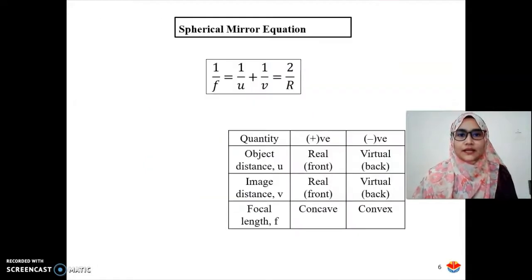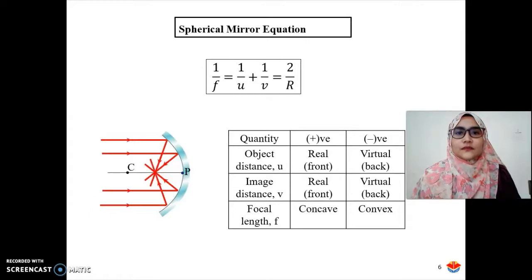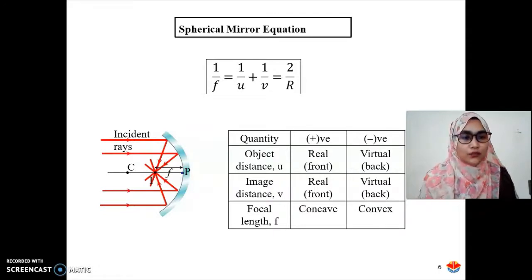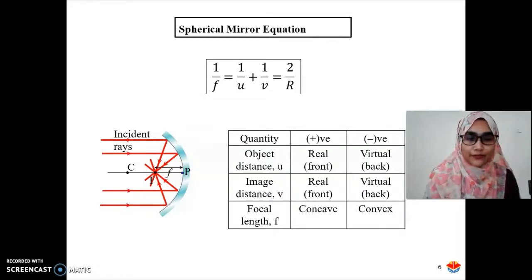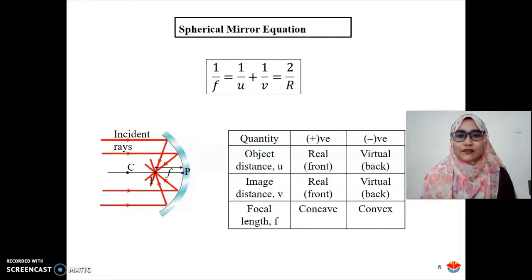Right, now the equation part. The equation is 1 over F equals to 1 over U plus 1 over V. That's 2 over R, which came from R equals to 2F. F is focal length, U is object distance, V is image distance. If you want to use this equation, be very careful with the sign. Listen carefully.